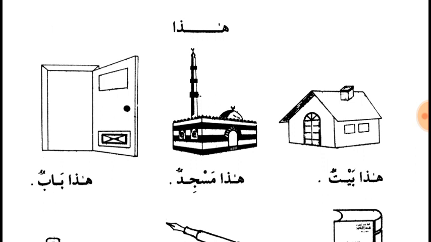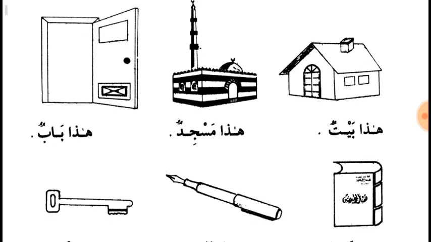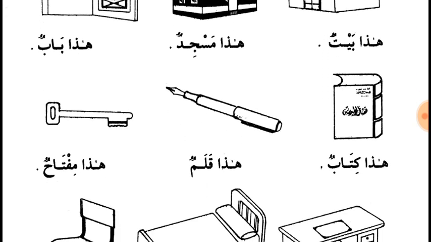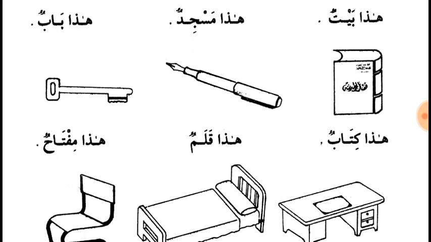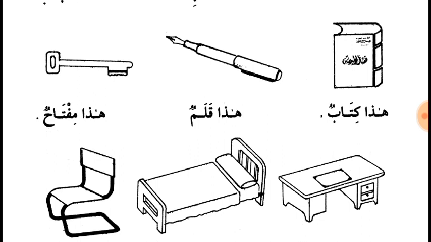May I start from the beginning? Yes, beginning. Haza baytun. Yes. This is a house. Haza masjidun. This is a mosque. Haza babun. This is a door. Haza kitabun. This is a book. Haza kalamun. This is a pen. Haza miftahun. This is a key.